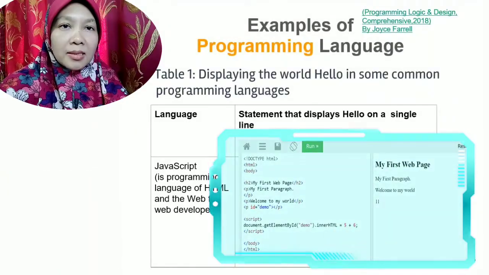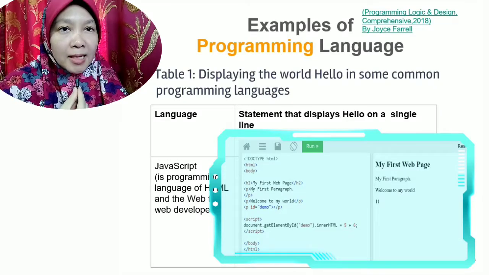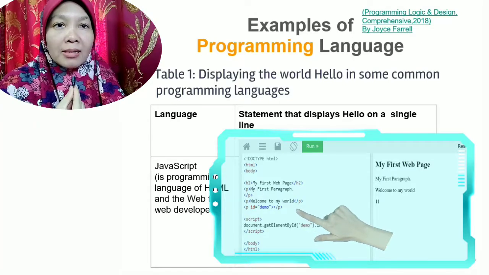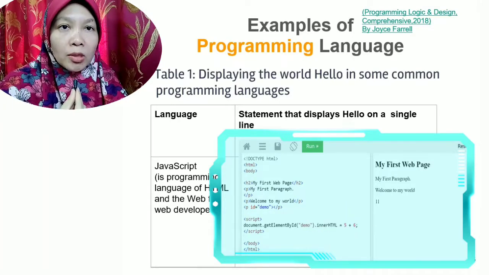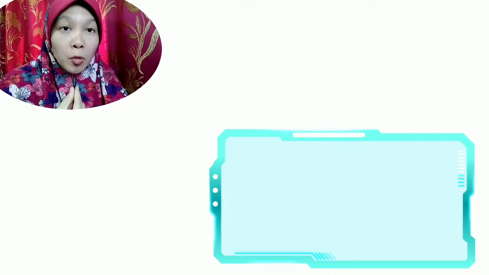JavaScript is another example of a programming language used by web developers to create websites. You can see how the programming language is written here on the left side, and on the right side is the output that will be displayed on the web.